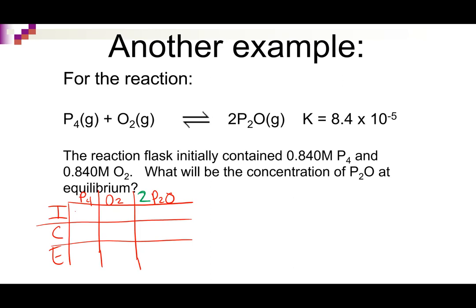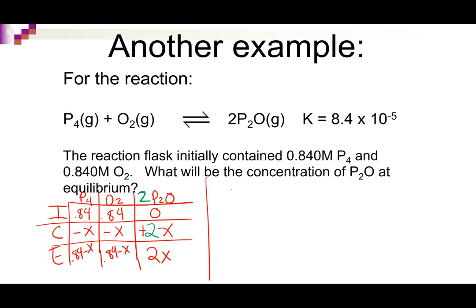So initially it contains 0.84 of both of our reactants, no initial mention of our products. So we're going to assume that that's 0. The change, our products are going to have to go up by a factor of 2x. So they're going to go up by a factor of x, and then we multiply it by 2 because of that coefficient. Our reactants are going to go down by a factor of x and down by a factor of x. So at equilibrium, these are 0.84 minus x, 0.84 minus x, and 2x.